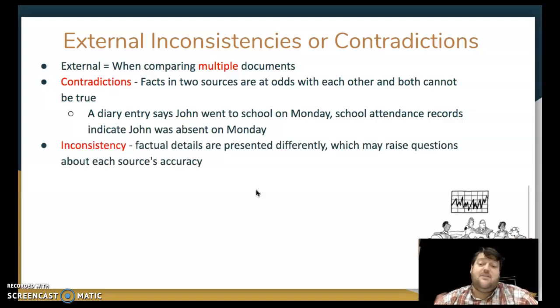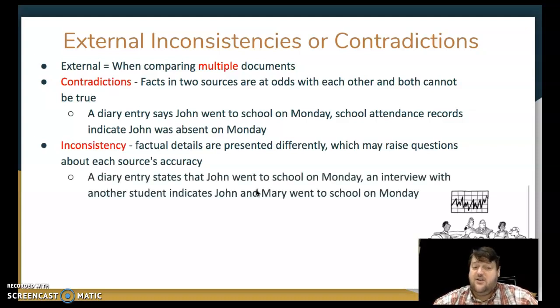An external inconsistency is not as bad, but it still makes something suspect. Factual details are presented differently, which may raise questions about each source's accuracy. In other words, a diary entry states that John went to school on Monday. An interview with another student indicates John and Mary went to school on Monday. Why doesn't the diary entry mention Mary? Okay, especially if Mary is important to the story, it should have mentioned her. Okay, so we take our sources, we put them through a process to see if we can trust them.